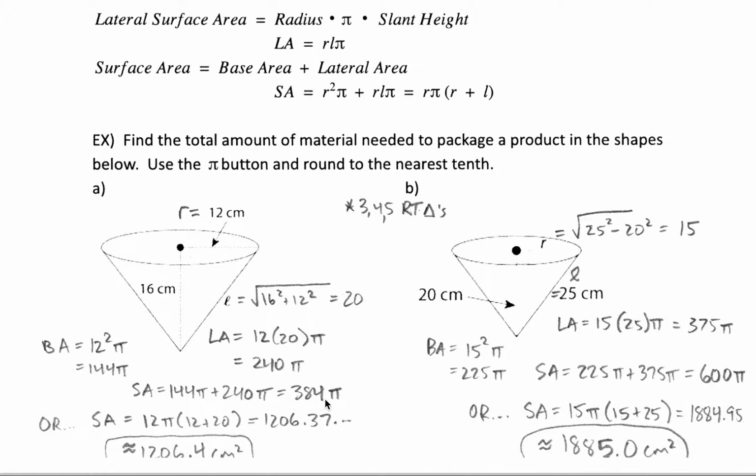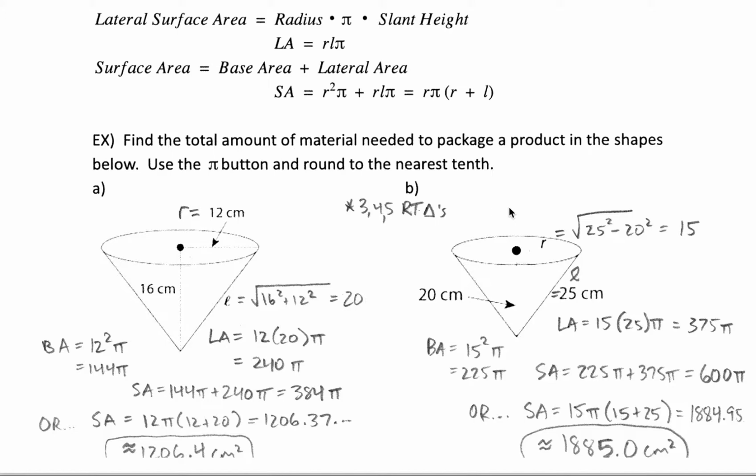Now my last step would be to use the pi button, or 3.14. In this case, we want to use the pi button, and we'll be able to round it and approximate it in decimal form. So 384 times pi is about 1,206.4 square centimeters. So there's doing it in pieces, finding the lateral area and the base area. Although we do have this one formula where we can put it all together in one step. I did that right here just to show you that this is much faster and much less steps than doing it in pieces, and we get the exact same answer.